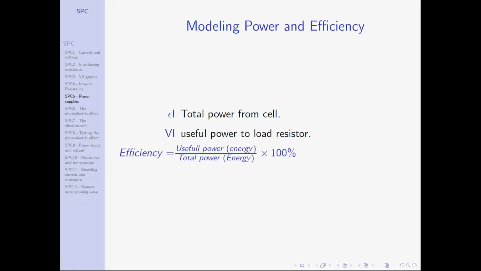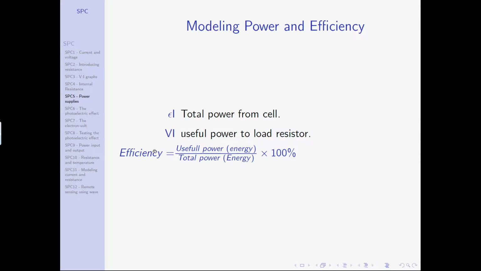And so efficiency we know to be the useful power out over the total power in, or the useful energy out over the total energy in. We can actually draw a couple of comparisons to our last lesson, where we were looking at internal resistance. So we said that the total voltage being output by a cell is its EMF, E.